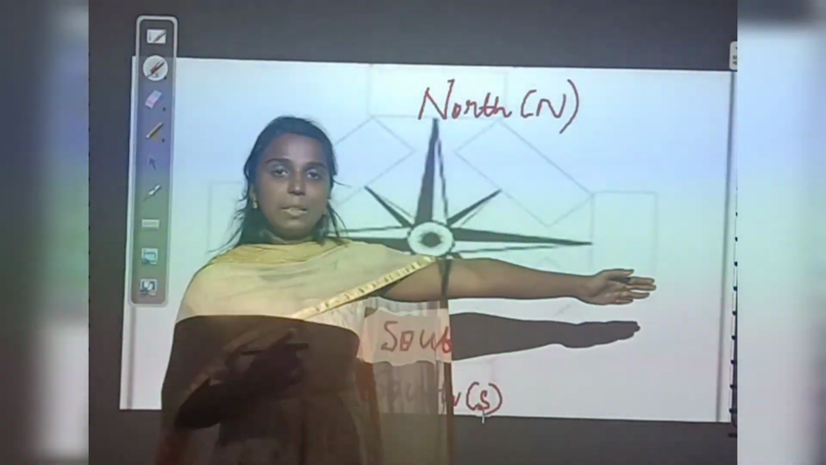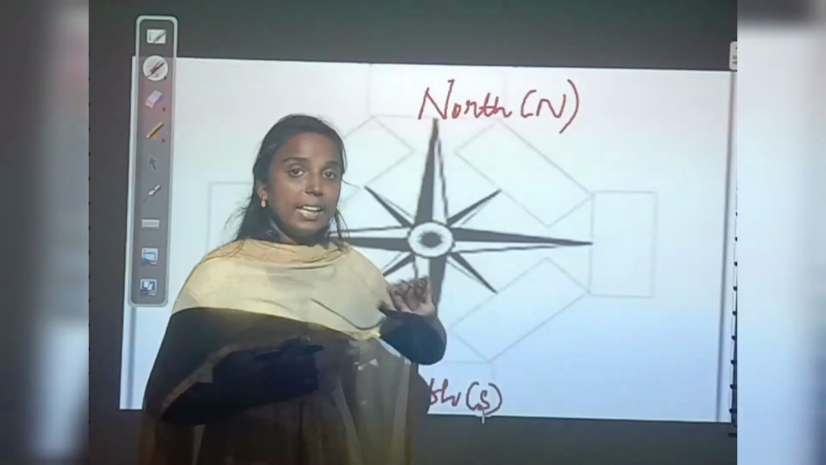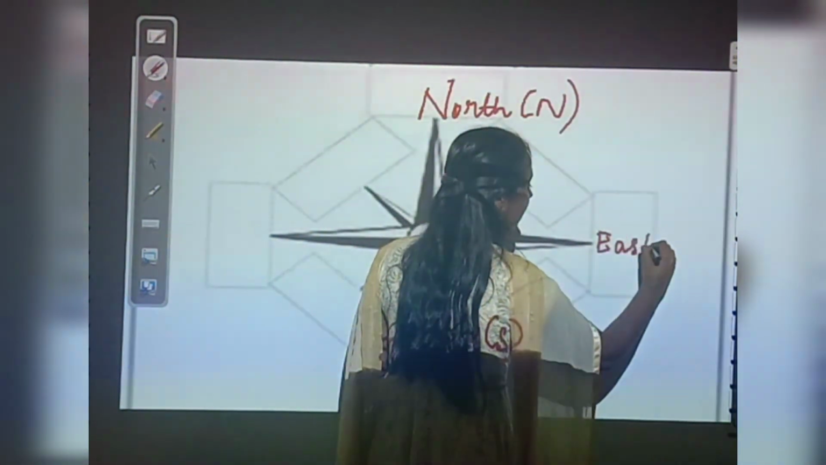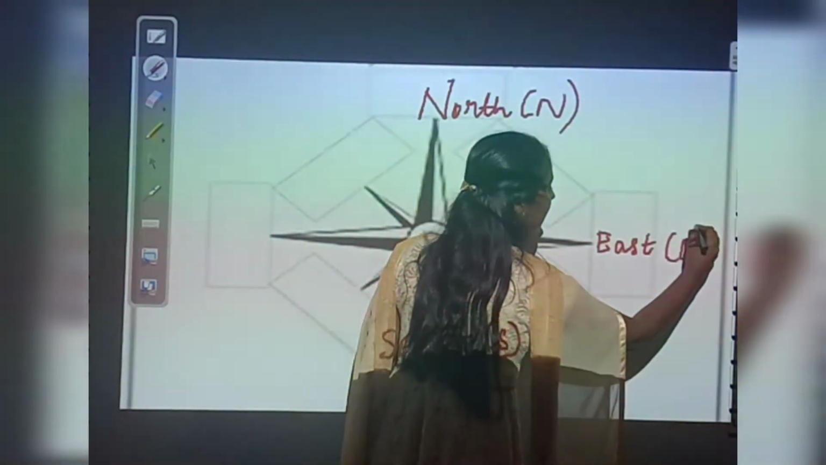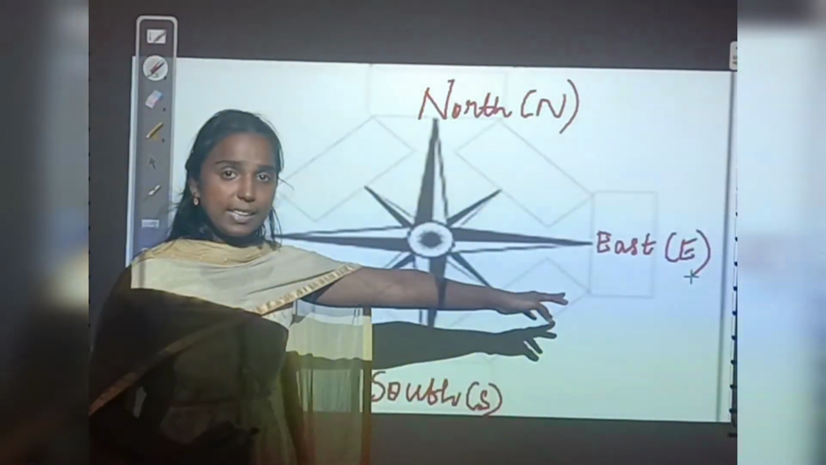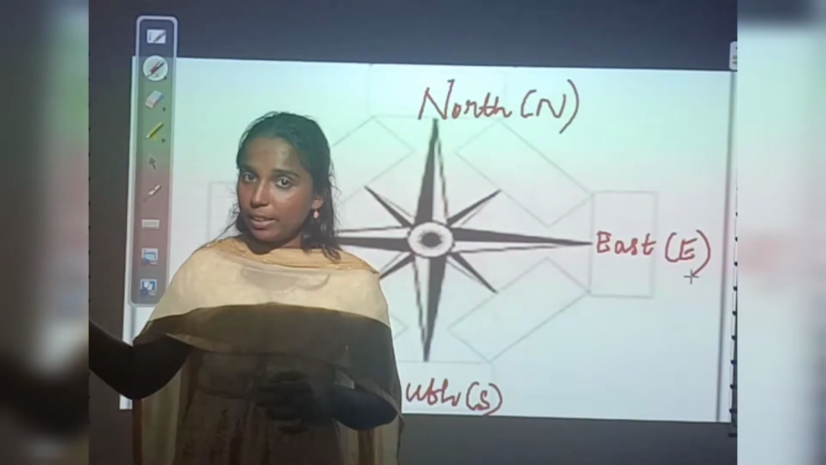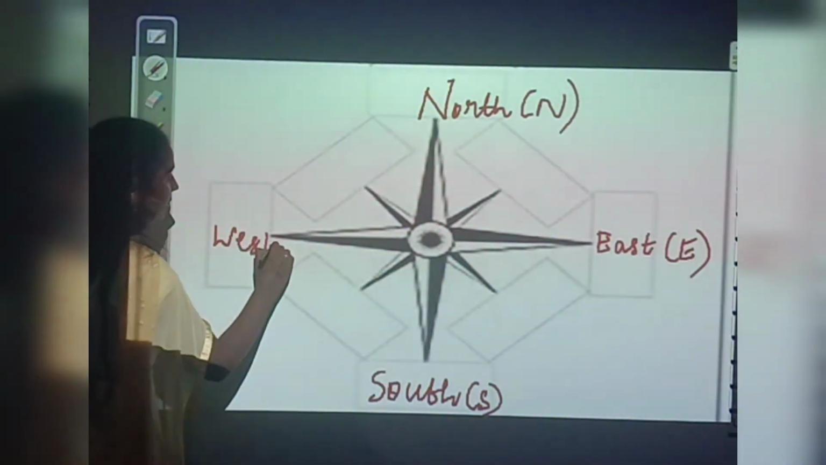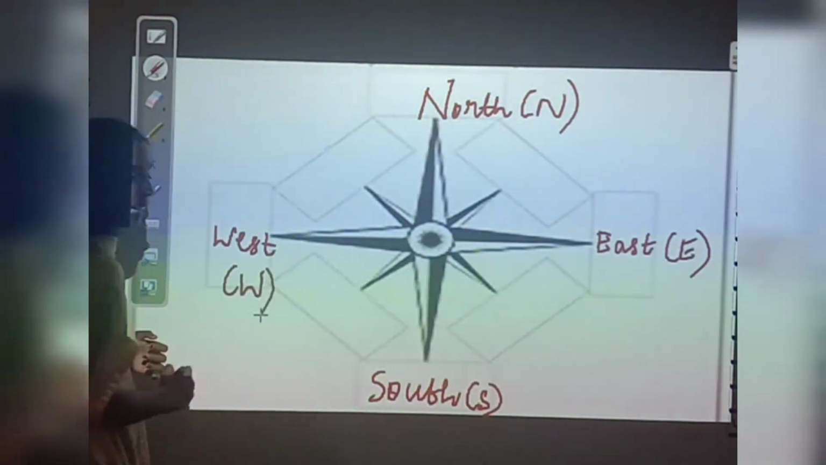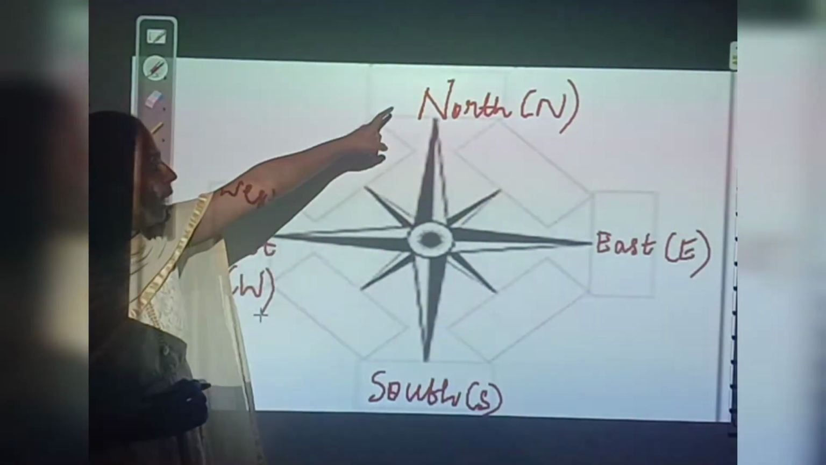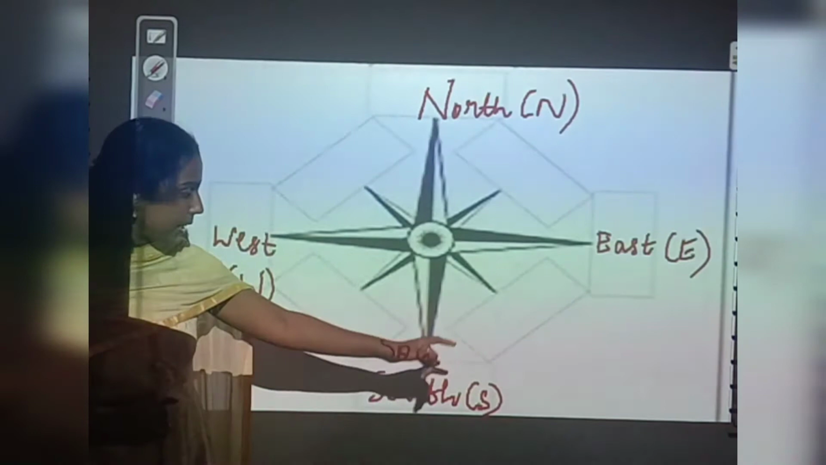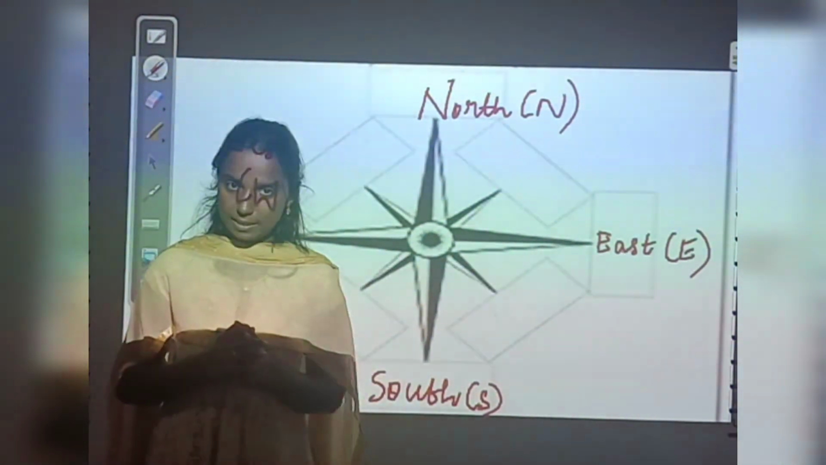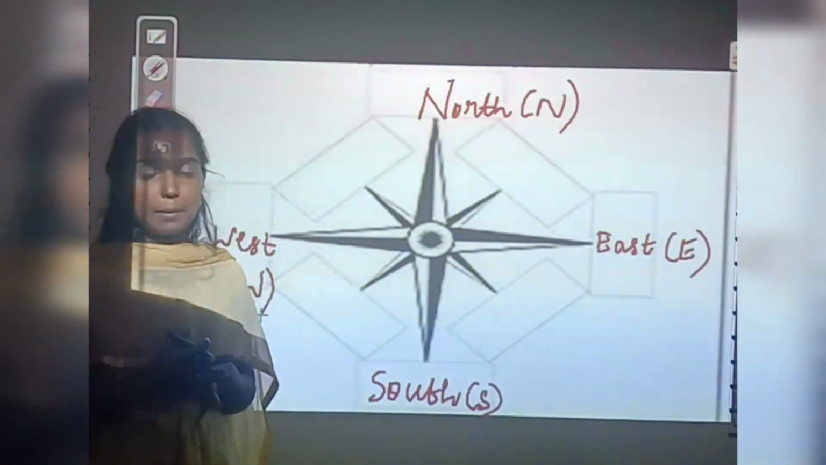Now say me, the left hand side points to which direction? Yes, very good, east. We can also denote it as E. So left hand side is towards the east. And the right hand side points towards, yes, very good, west. So we can also denote west as W. Okay, so the top we have north, bottom we have south, left hand side points towards east and right hand side points towards west. Now can we write the sub-directions?